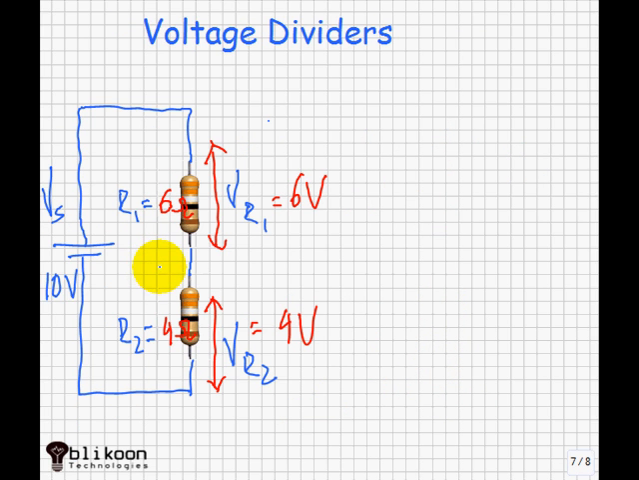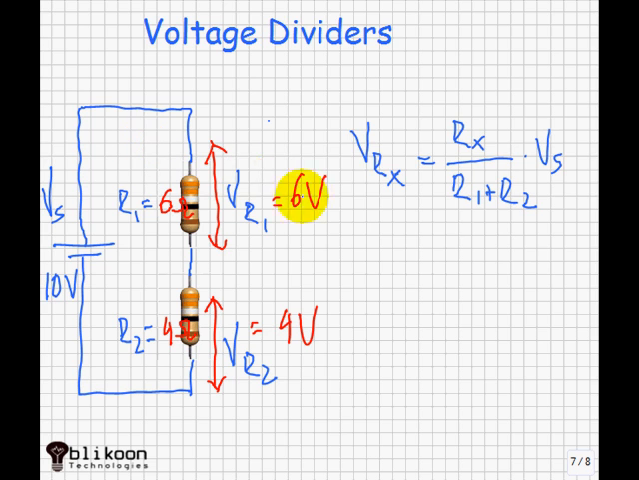Now we get to talk about voltage dividers. To understand voltage dividers, consider this circuit. We've got a 10-volt power supply and 2 resistors that are connected in series. R1 is 6 ohms and R2 is 4 ohms. Notice that R1 gets the bigger share of the power supply voltage. That's because it's bigger. And that's where the voltage divider formula comes in handy. It allows us to determine which resistor gets which share of the power supply voltage.